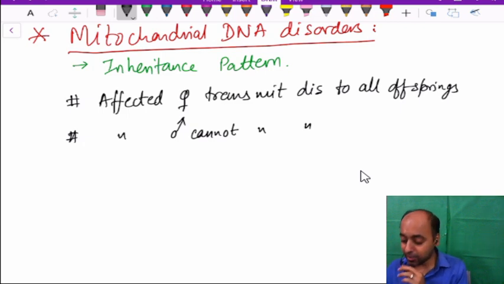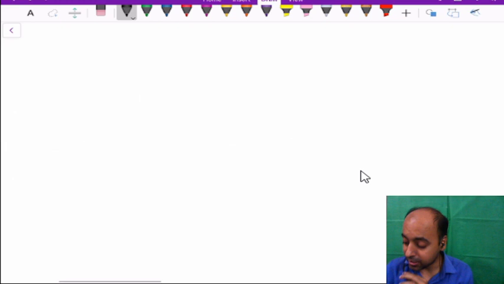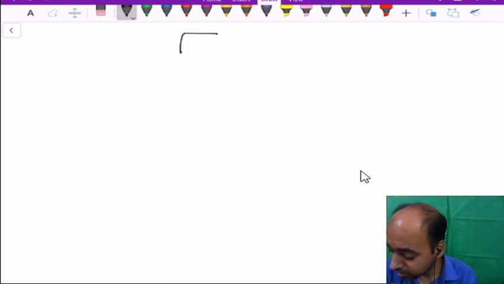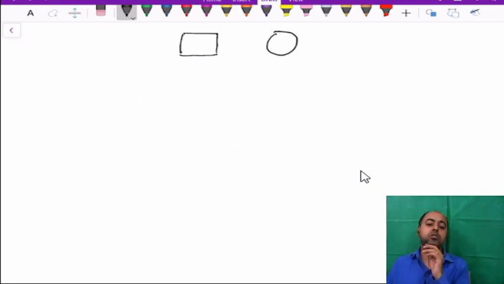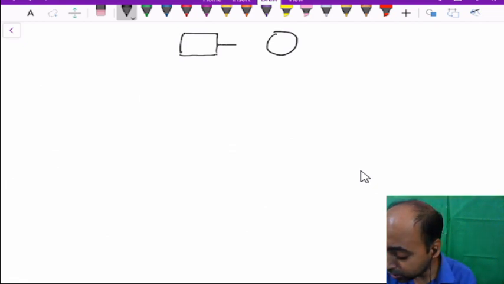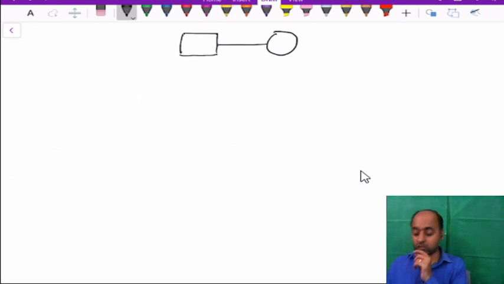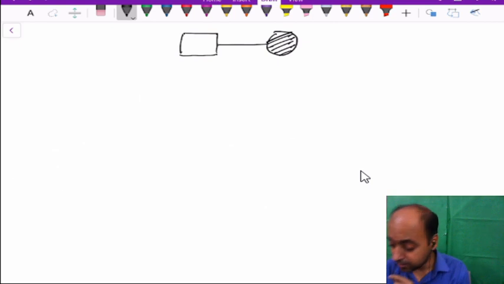And when you look at the pedigree chart of this inheritance pattern, it is very interesting. I'll show you the pedigree chart. I'm sure all of you know these symbols. The square or rectangle is the male, the circle is the female, the line joining the two represents marriage or consummation, and a symbol that is shaded throughout represents an affected individual. So in this case, the female is affected.